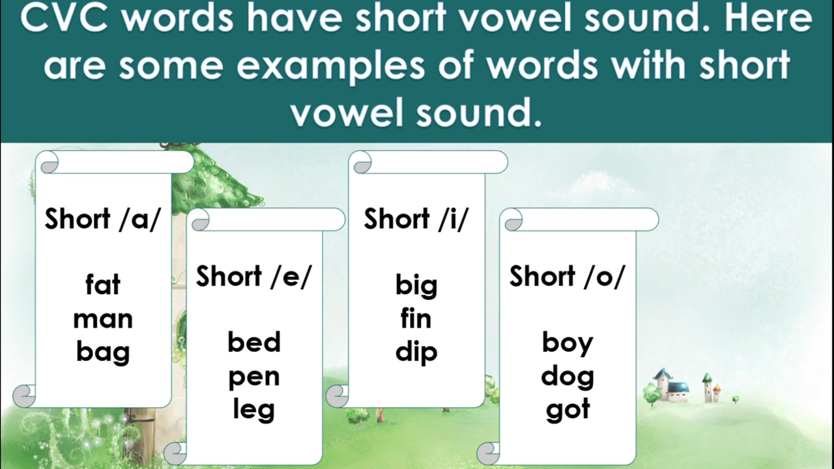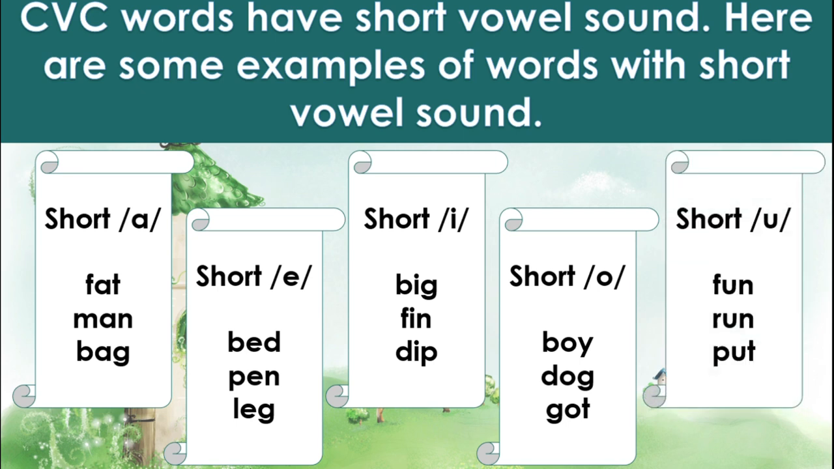Let's have the last short vowel sound. Let's have the short U. Just like the short O, short U has two sounds. The first sound of a short U is u. Will you repeat? u. For an example, fun, run. Very good. And the second sound of a short U is u. Again, u. The example is put. Will you repeat? Put. Very good. You are a great reader.